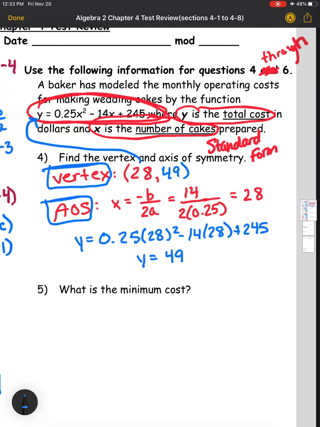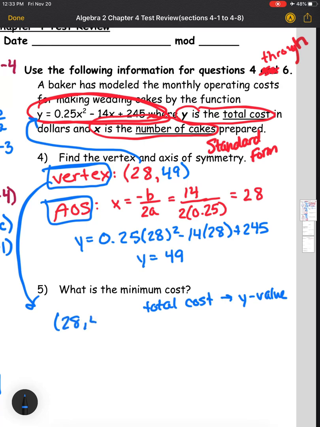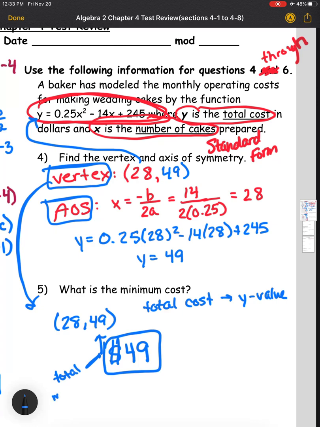Number 5 wants to know, well, what's the minimum cost? Well, what did minimum cost mean? Okay, well, total cost was equal to the y value, right? And we have a minimum at our vertex. So I'm going to use that vertex, 28, 49. And what did 49 represent? Well, that meant a total cost. So my minimum cost is $49, since y value meant total minimum cost.